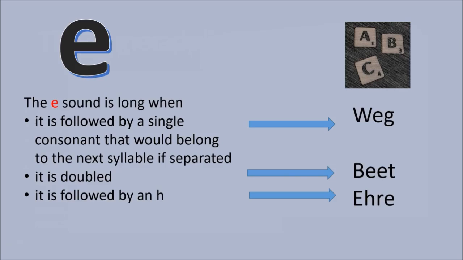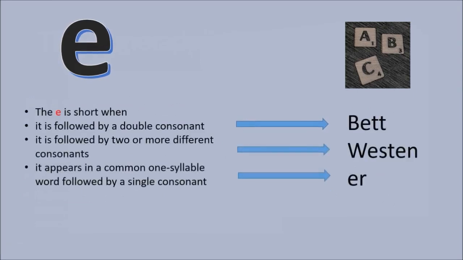If it is doubled, Beet. And again, if it's followed by an H, Ehre. It's short if it is followed by a double consonant, Bett. Followed by two or more different consonants, Westen. And it appears in common one-syllable words followed by a single consonant, like er.